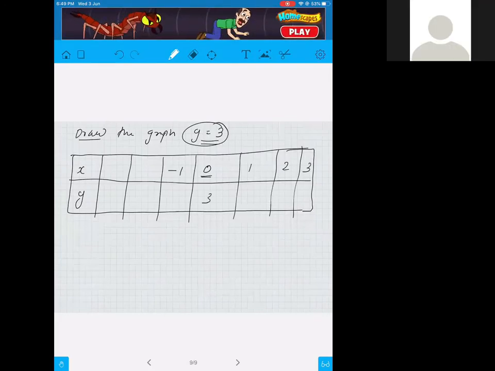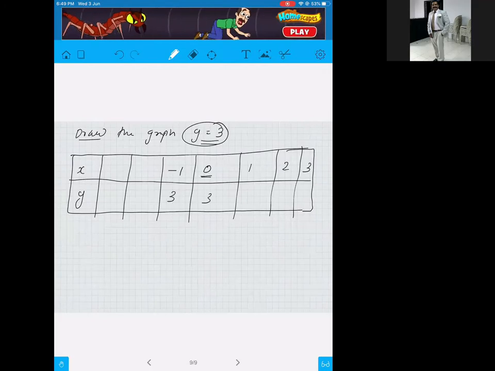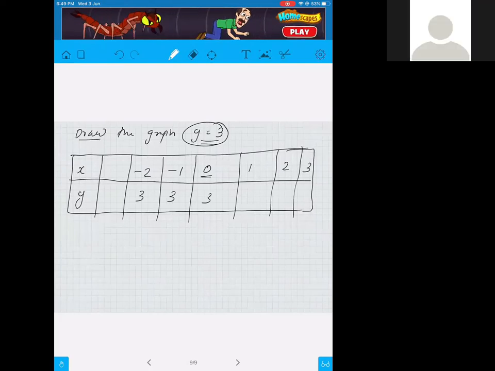If x is equal to minus 1, what is the y value? 3. Even if x is equal to minus 2, what is the y value? 3. If x is equal to minus 3, what is the y value? 3.